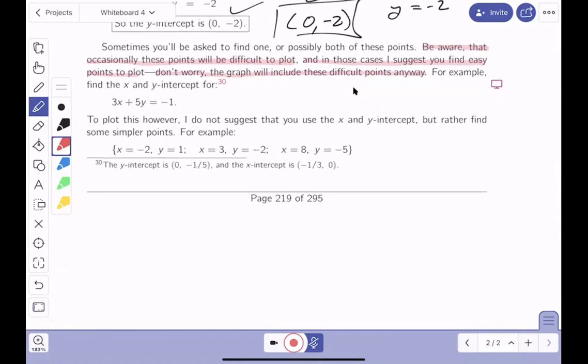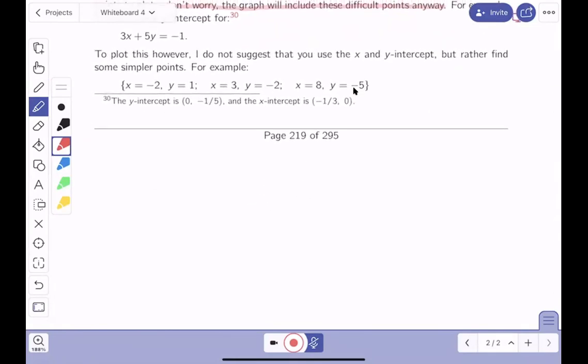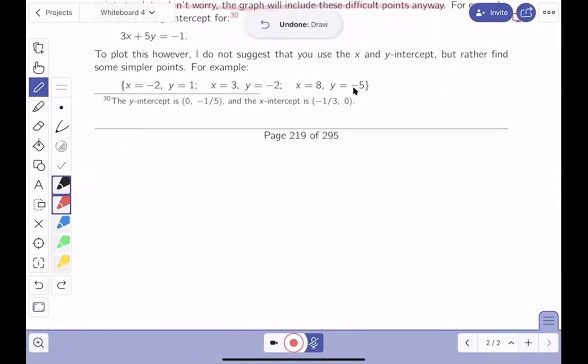For example, let's look at this guy over here. All right, I'll write it down for you. So it's going to be 3x plus 5y is equal to minus 1. I want to find the x-intercept first.